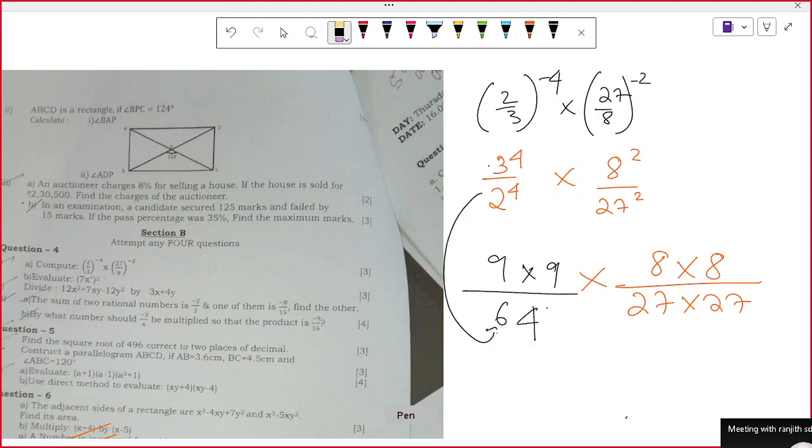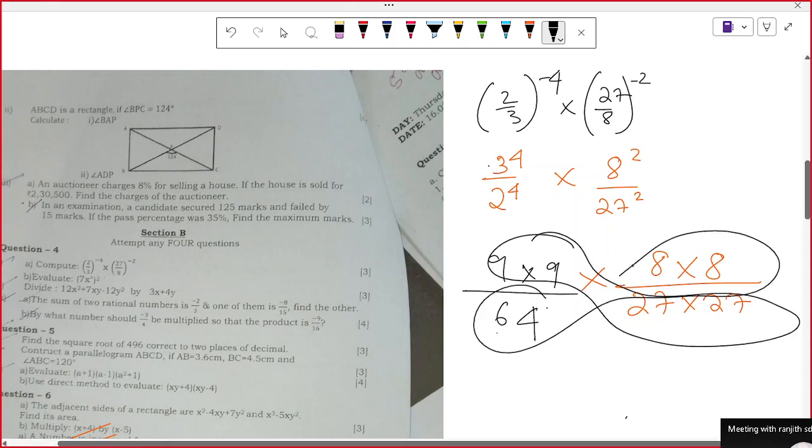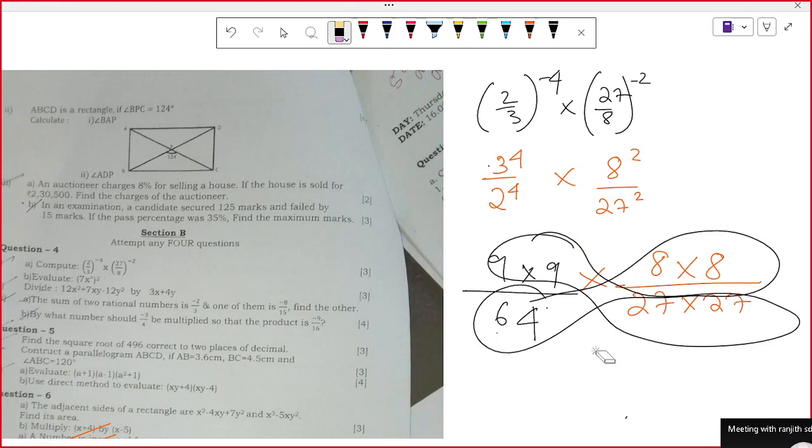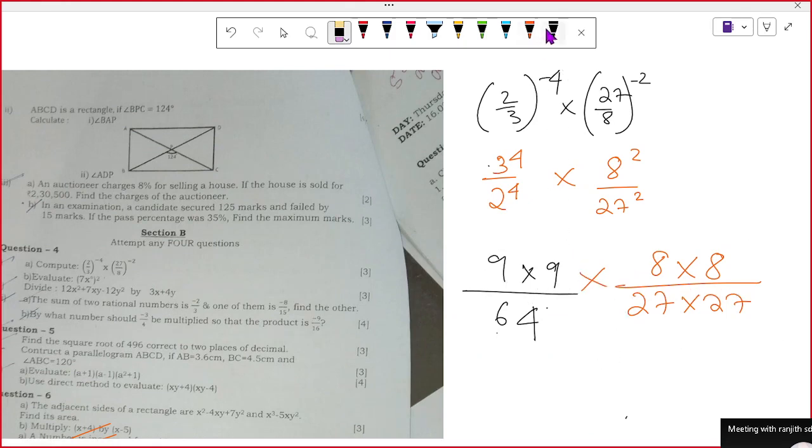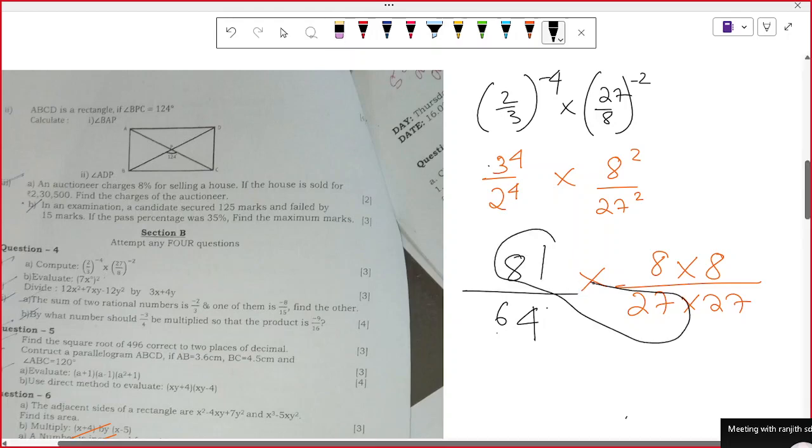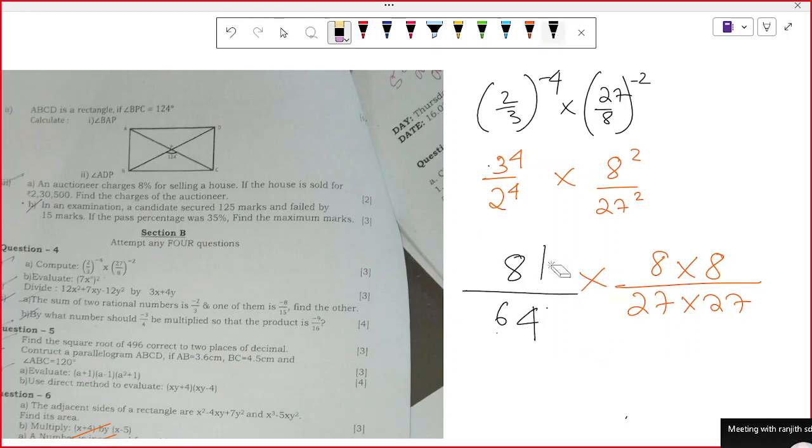Because look, students, 2 and 3 are small values, so you can directly write it like this, then start reducing. Reduce this with 27 and 64 with 8. We can do it like this instead of writing 3 into 3 into 3 into 3. The thing is, look, 3 to the power of 4 is 81. You write 81, you'll get confused which table to cancel, right? So I told you, split the values, 9 into 9. Now it's easy to cancel.